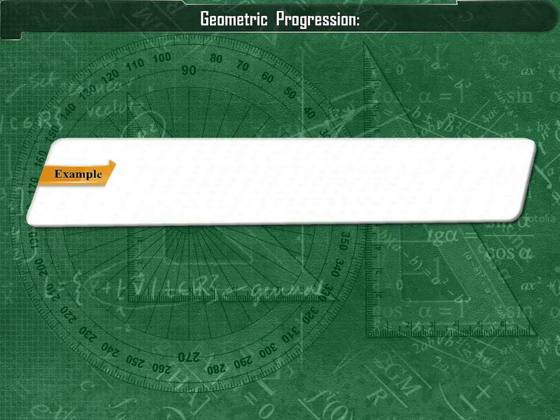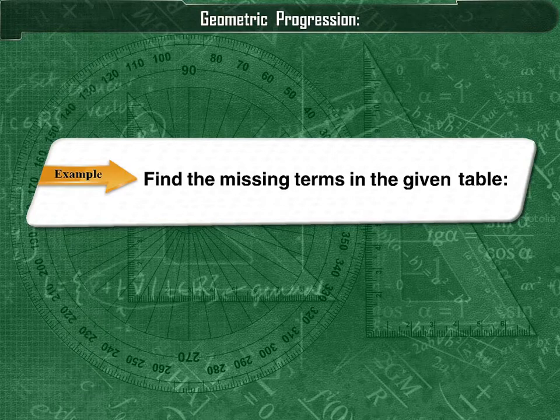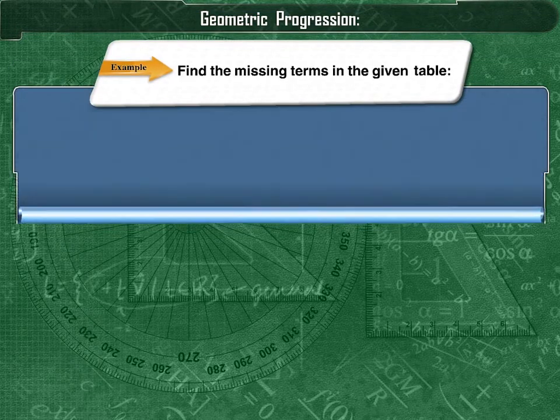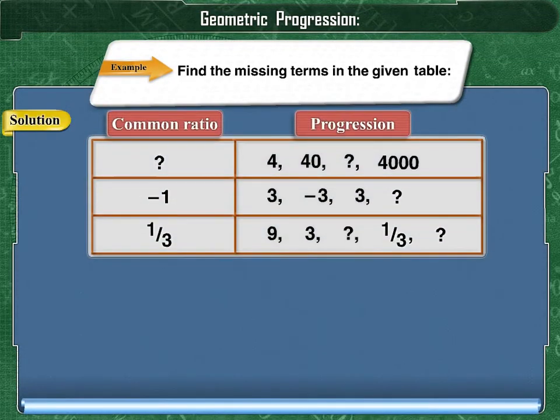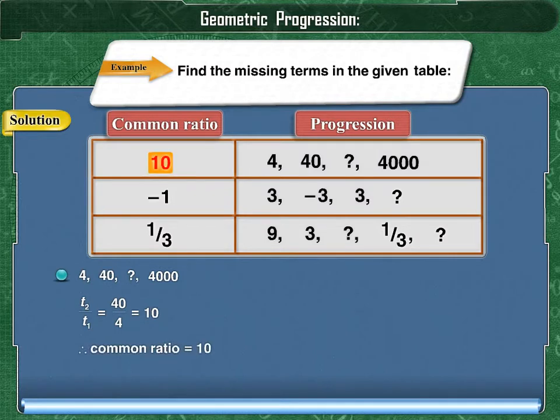Let us now solve an example based on GP. Here, we have to find the missing terms. What is the common ratio of the progression 4, 40, 4000? The ratio of 40 and 4 is 10. Therefore, the common ratio is 10.